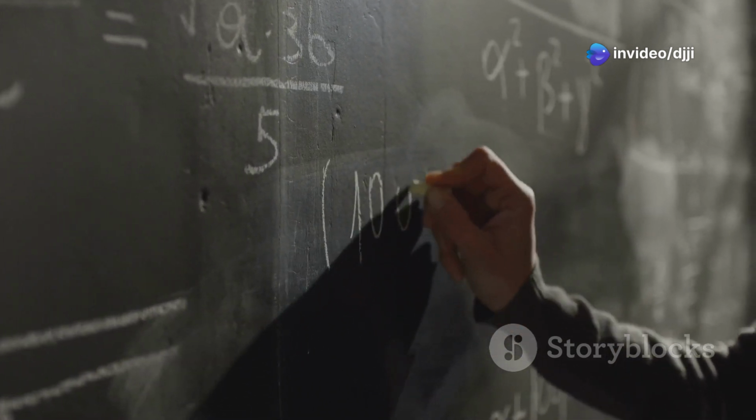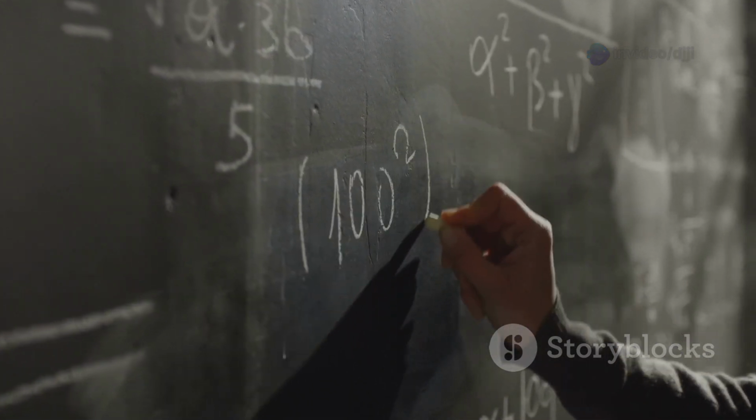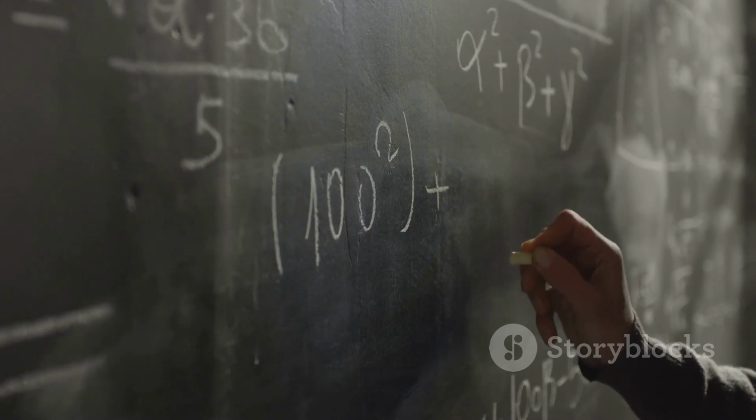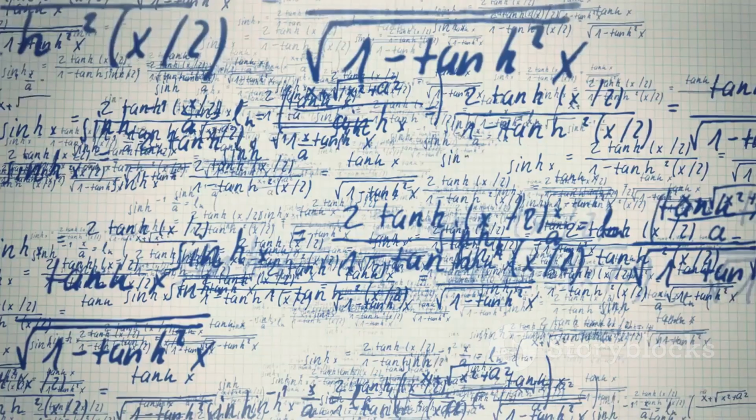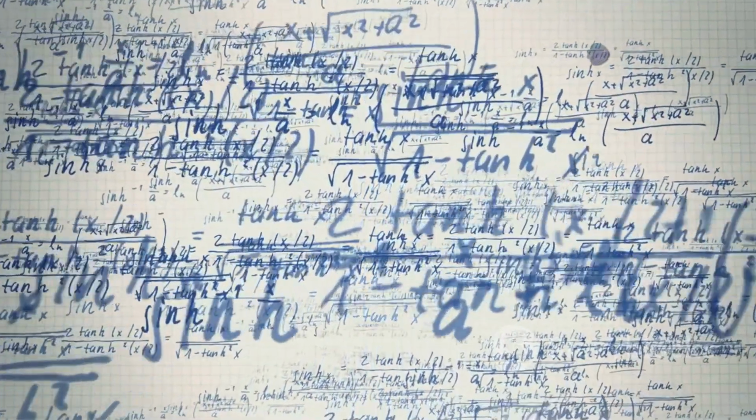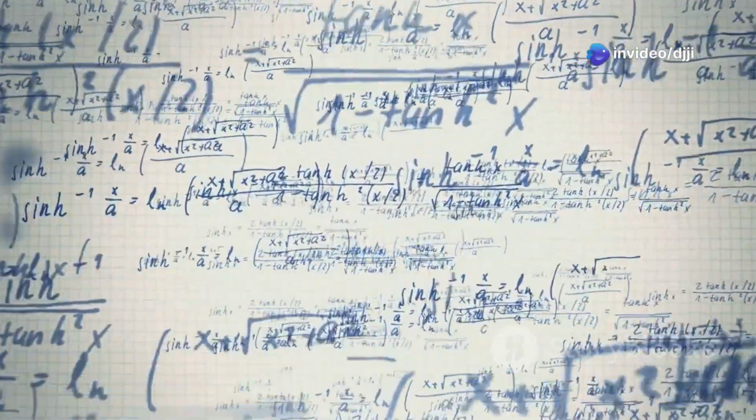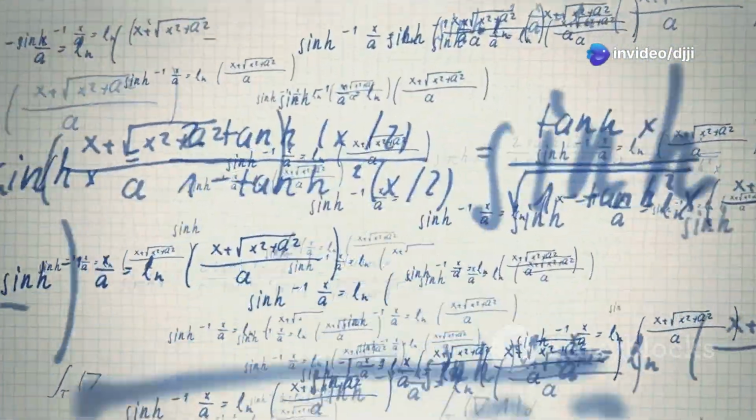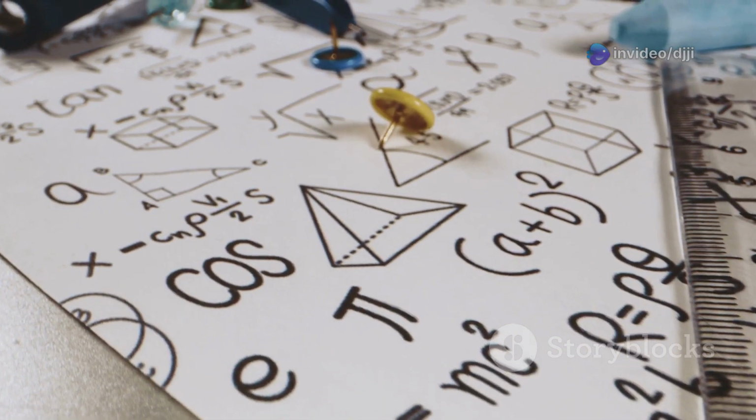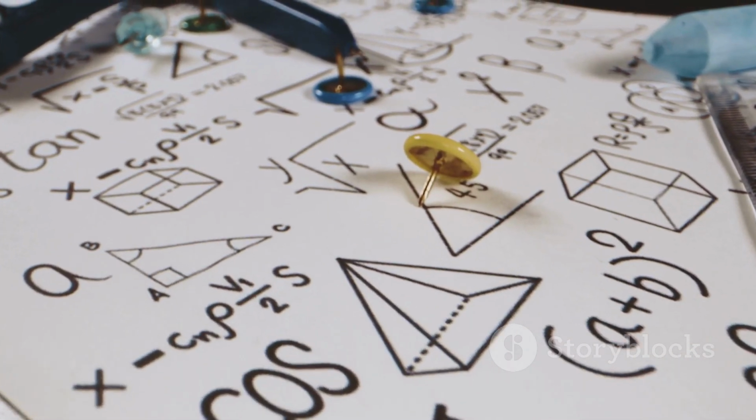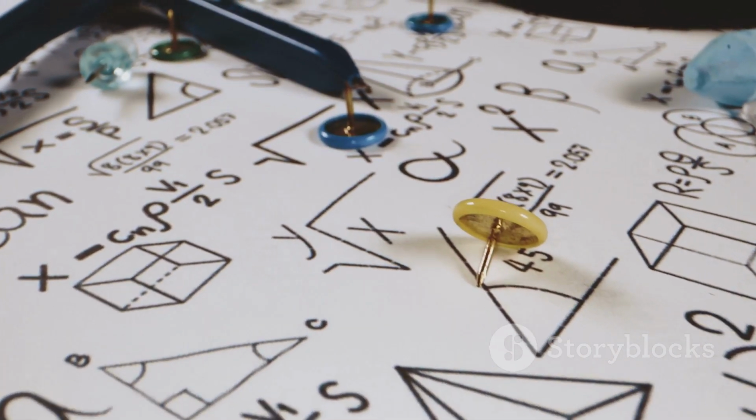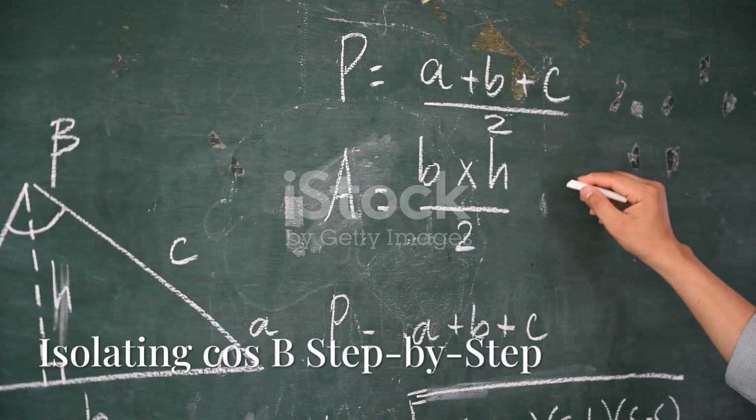So, to isolate cos A, you start with the first equation, A squared equals B squared plus C squared minus 2BC times the cosine of A. Next, you rearrange to get the cosine term alone, so 2BC cos A equals B squared plus C squared minus A squared. And then you divide both sides by 2BC, which gives you cos A equals B squared plus C squared minus A squared all over 2BC.